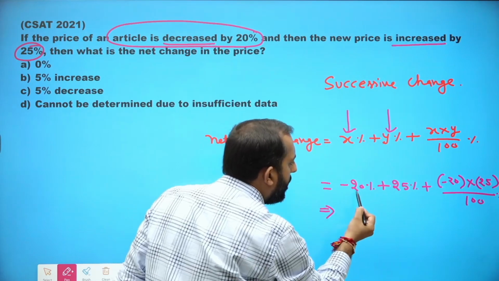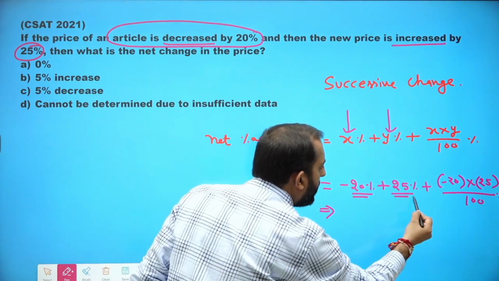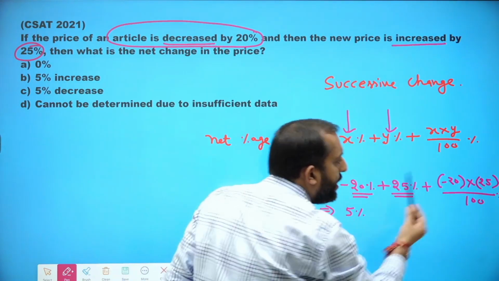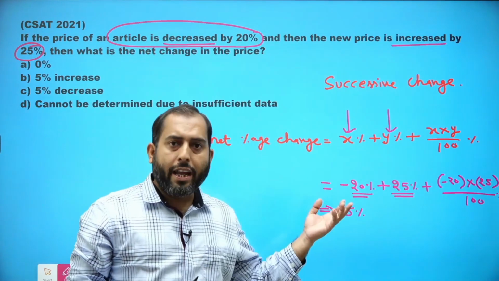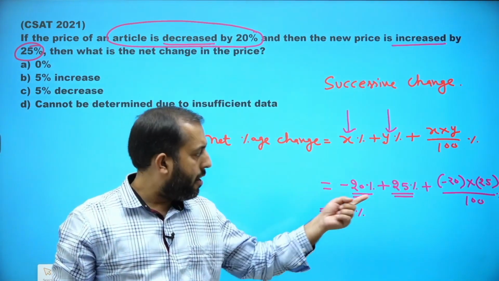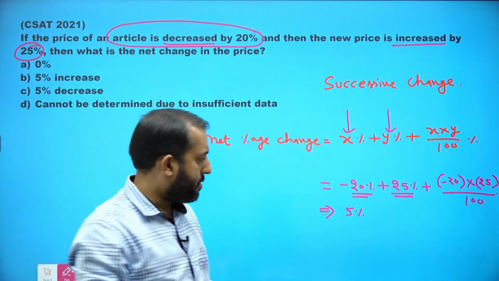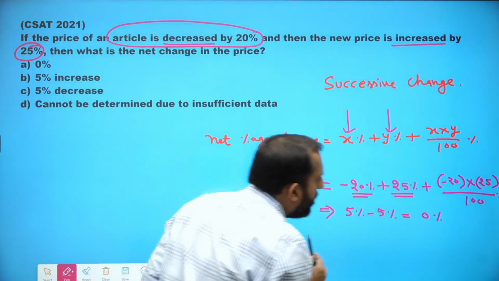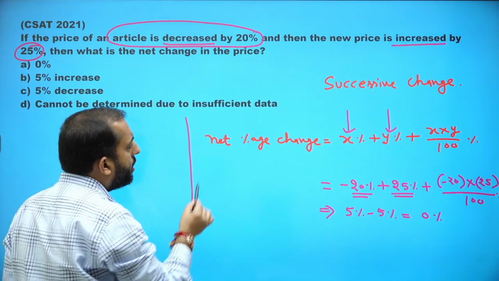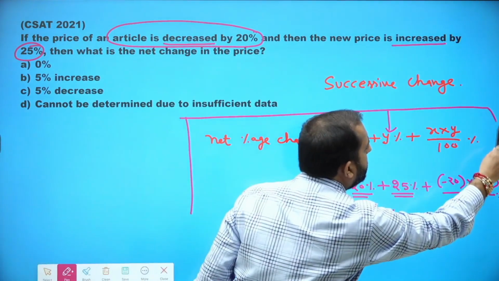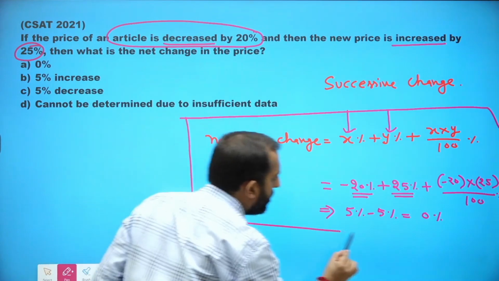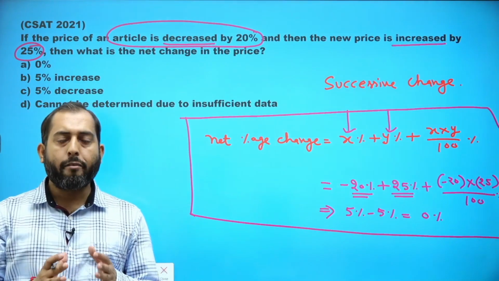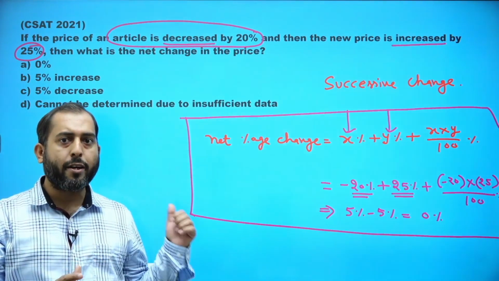So now see this, minus 20 plus 25 becomes 5%. Now this 20 into 25 becomes 500 upon 100, which becomes minus 5%. So the result comes out to be equal to 0%. So this is a shortcut to find out net change in case of successive change. Okay, I hope guys this is clear to you. Please make a note of it.